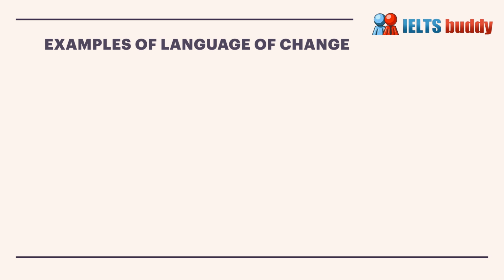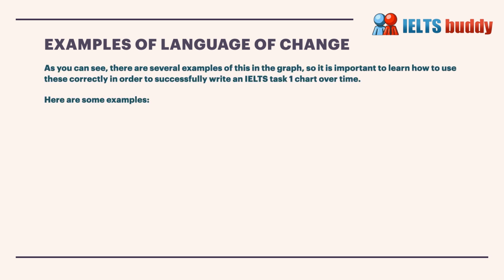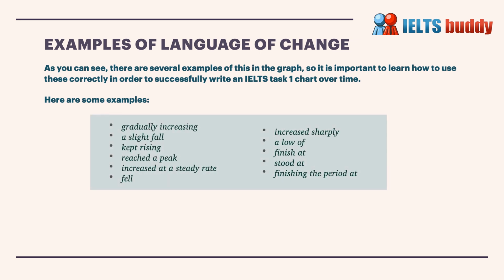So let's look at some examples of language of change that you'll need to use. As you can see, there are several examples in this graph, so it's important to learn how to use these correctly in order to successfully write an IELTS Task 1 chart over time. Here are some examples: gradually increasing, a slight fall, reached a peak, increase sharply, finish at, finishing the period at. These are all things used in the graph.